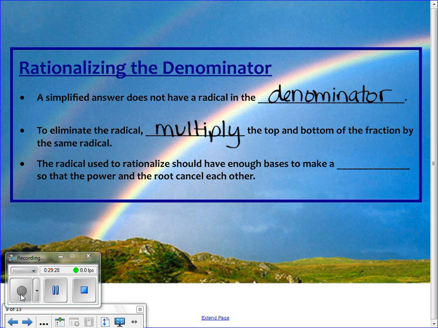The radical used to rationalize should have enough bases to make a power so that the power and root cancel each other. In other words, if it's a 4th root, I want my things to have an exponent of 4. If it's a 5th root, I want an exponent of 5, because you're trying to get those to cancel out. Okay? All right.